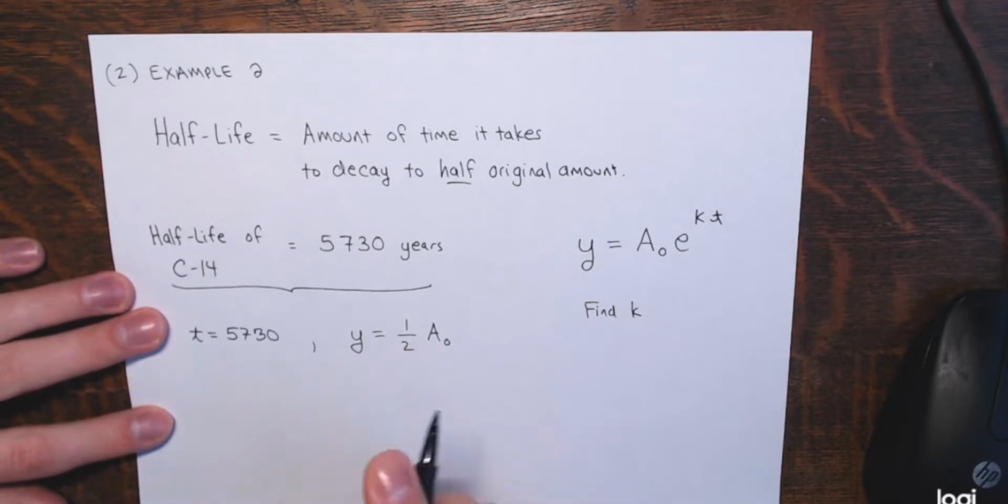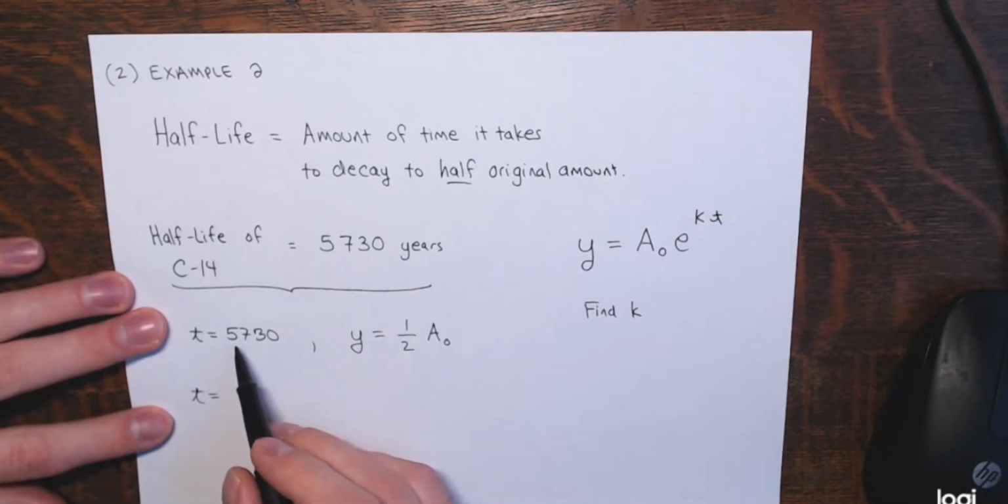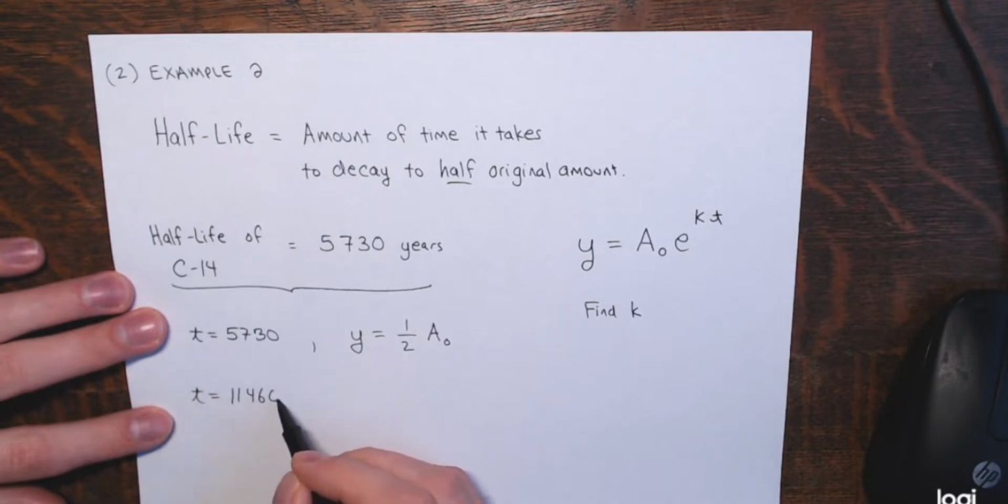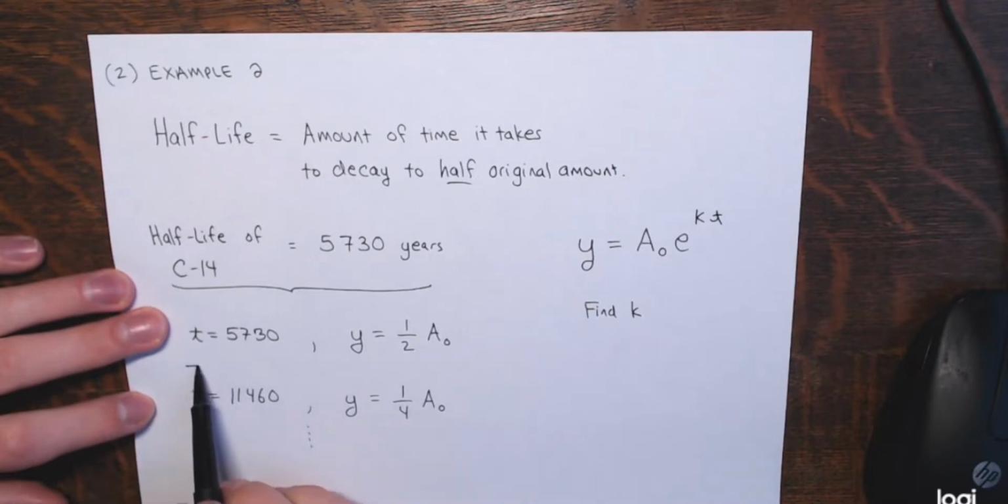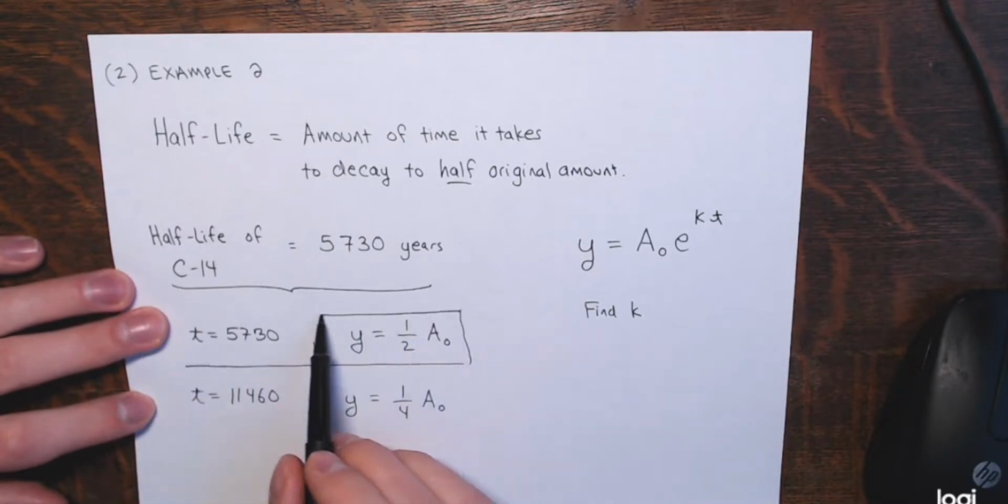And I mean, we could keep going with this. 5,730 years later, so that'd be 11,460, the amount of carbon-14 will be half of this amount. So half of a half, or a quarter, of the A sub 0. Like I said, you could keep going like this all day long. But I only need one piece of information to help me find K. That's this piece here.